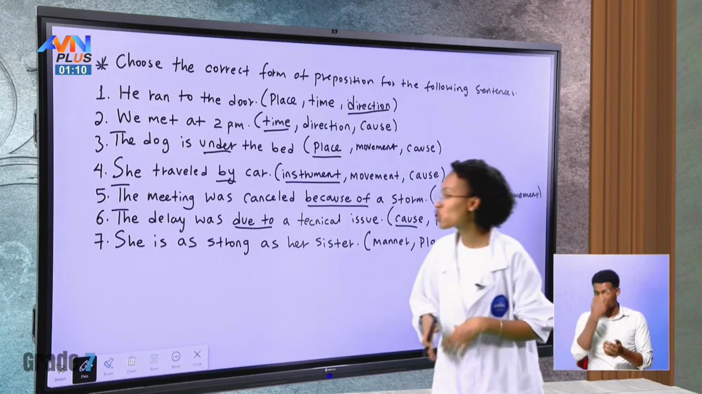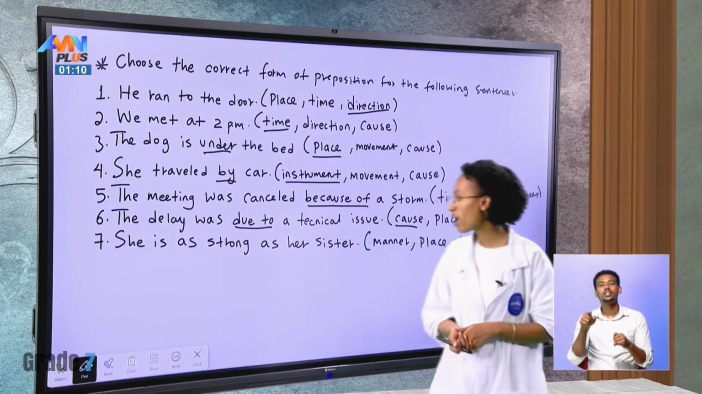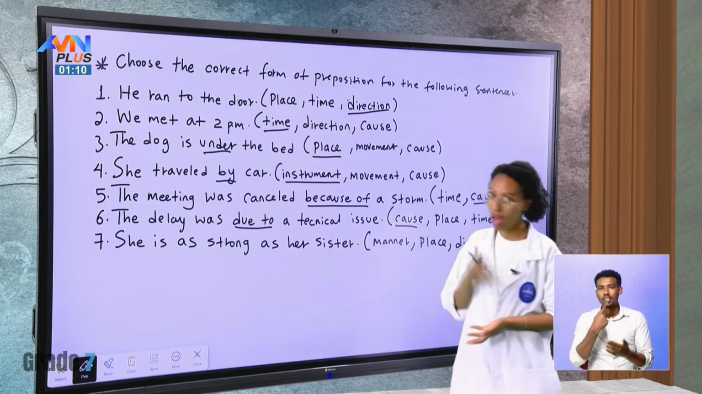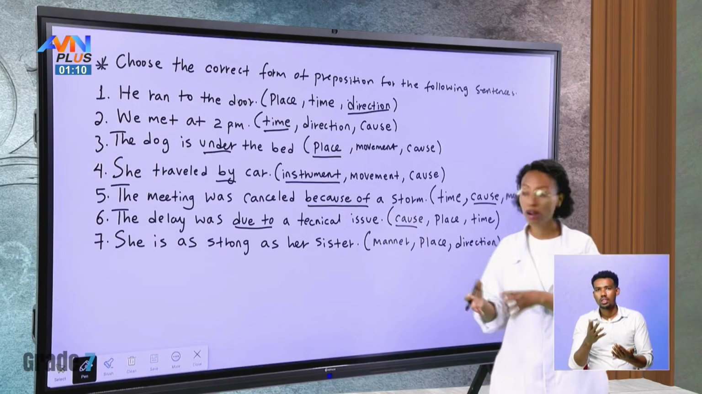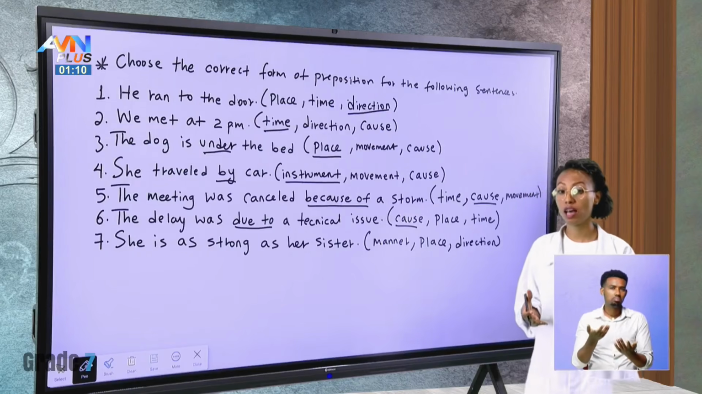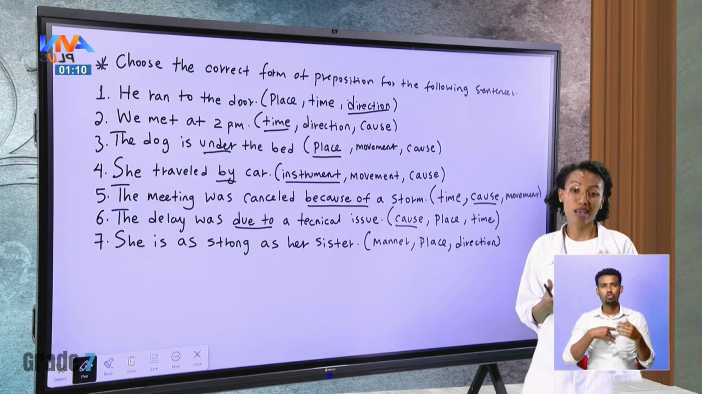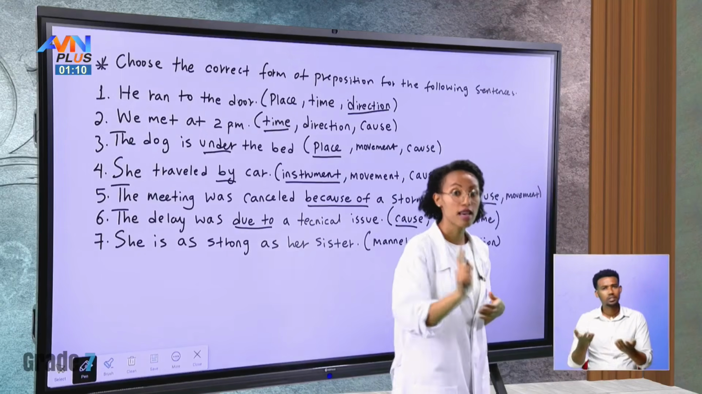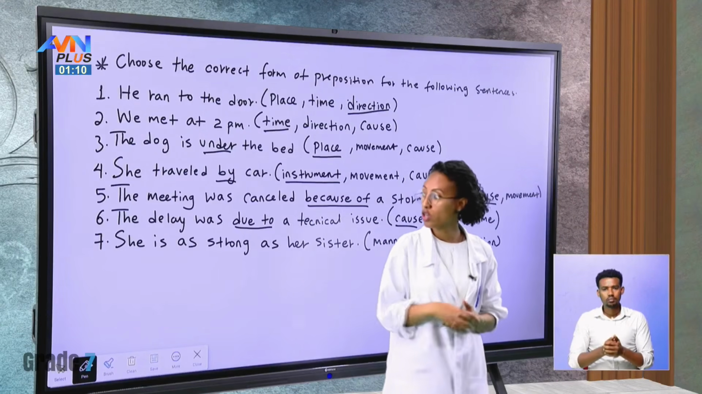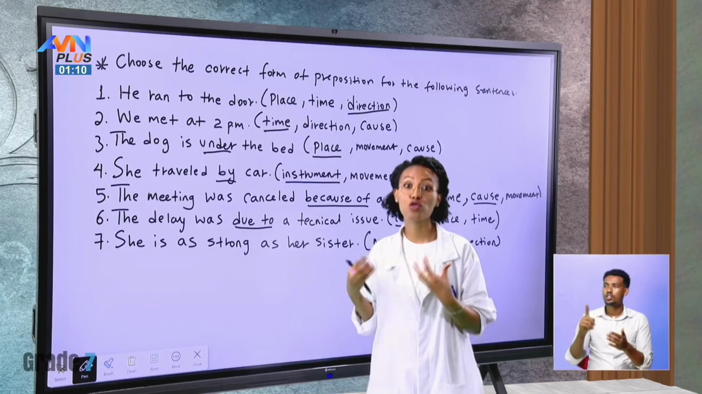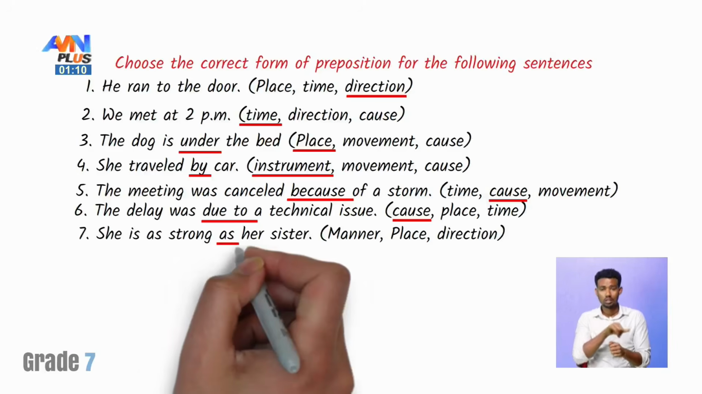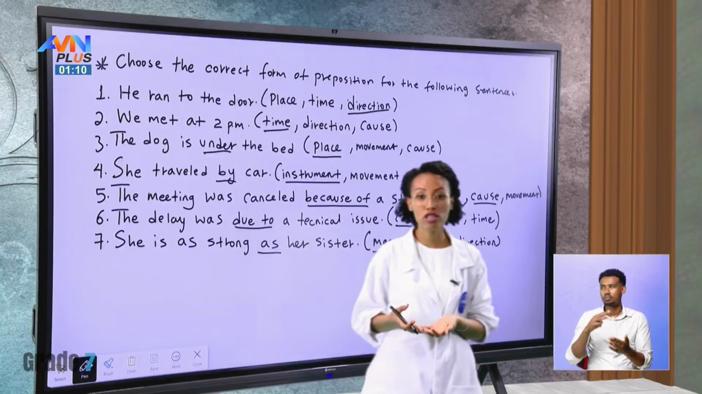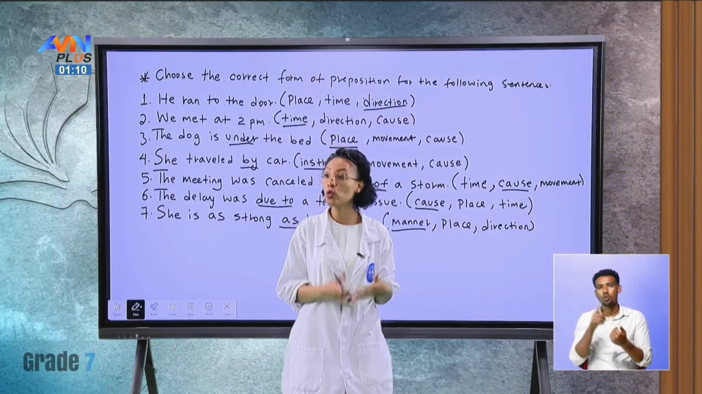And finally, she is as strong as her sister. So is it indicating manner, or telling us about a place, or telling us the direction of a place? In this case, she is as strong as her sister. So it is telling us manner, the mannerism of how she is or who she is.